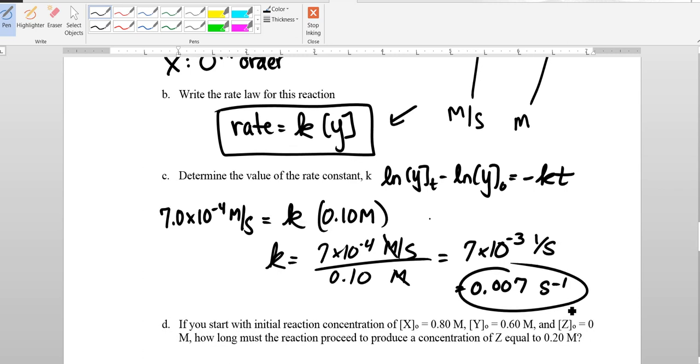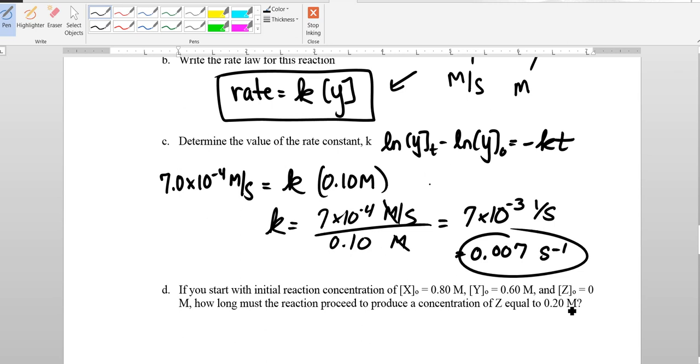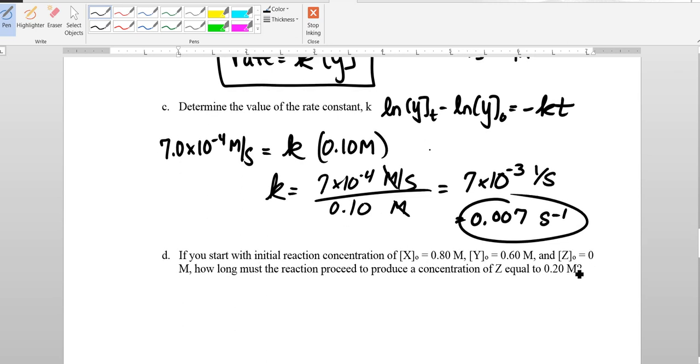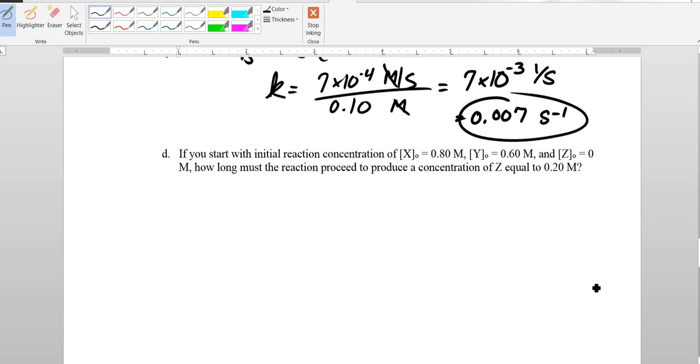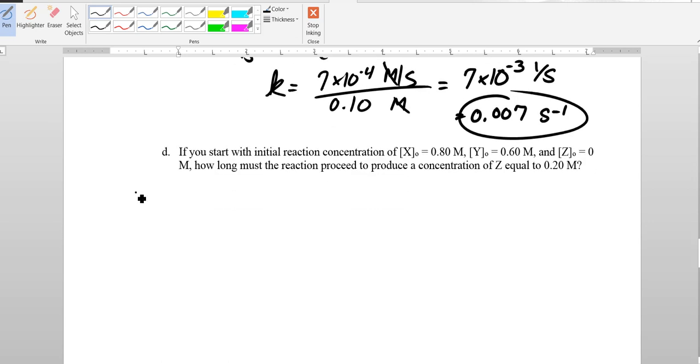So now let's look at part D: if you start with these initial concentrations, how long must the reaction proceed? I'm going to start writing down what we know, because there's a lot of information here. We know that X sub 0 is 0.8 molar. We know that Y starts at 0.6. We know that Z starts at 0.